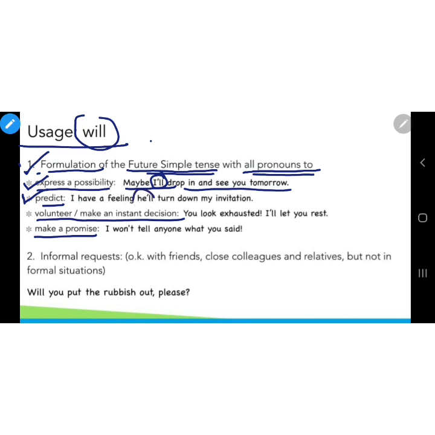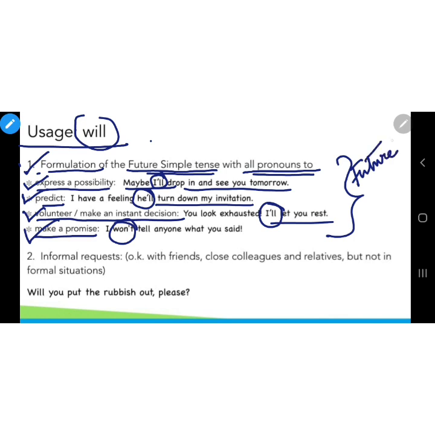Next, to predict something. I have a feeling he will turn down my invitation. So it is for predicting. Then we use will for volunteering something or making an instant decision. You look exhausted. I will let you rest. And finally, to make a promise, everything in future tense. I won't tell anyone what you said. Okay, so I will not tell anyone what you said. So I'm making a promise here. Every time we use will only for expressing in future tense. We have to remember that.